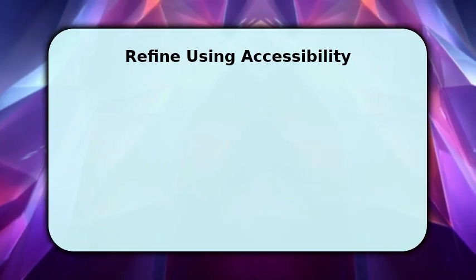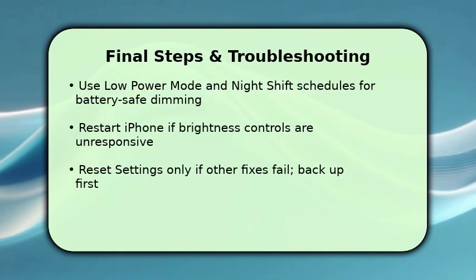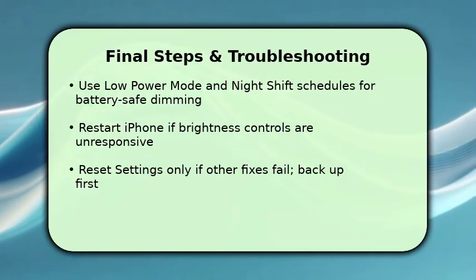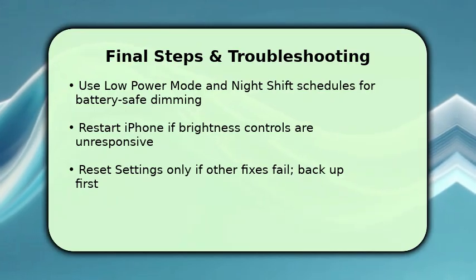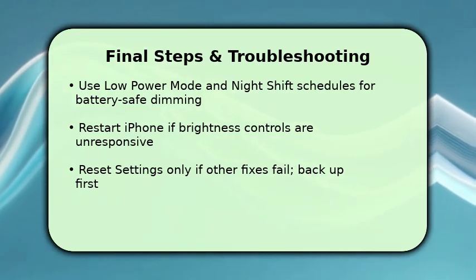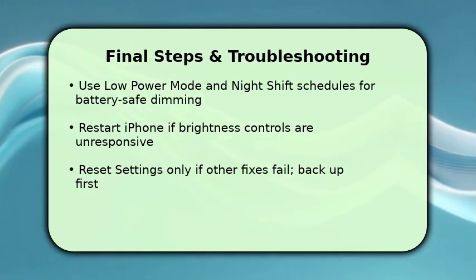Finally, combine settings for lasting results. Enable low power mode to slightly dim the screen systemically and schedule Night Shift during evening hours to warm colors and reduce perceived brightness. If controls become unresponsive, restart your iPhone first. Often a reset clears temporary glitches.